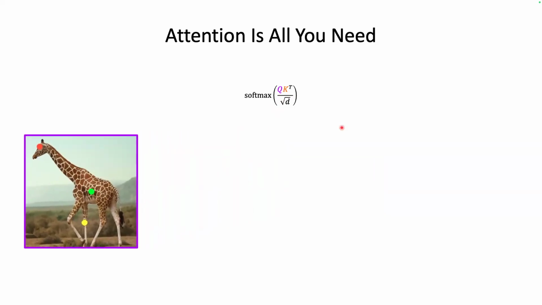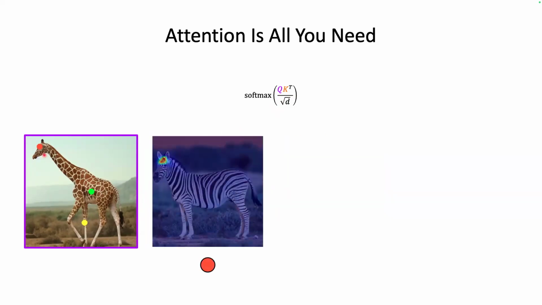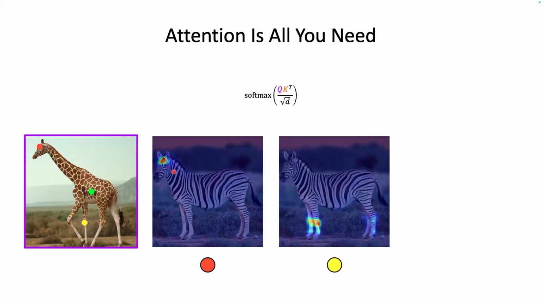So again, let's look at these 3 points. If we take this red point on the head of the giraffe, now we're going to get attention to the head of the zebra. And note that the head of the giraffe and the head of the zebra are not in the same location. But again, the reason that we get attention to the head of the zebra is that the keys that are most similar to this query on the head of the giraffe are the keys on the head of the zebra. And this is not a coincidence.